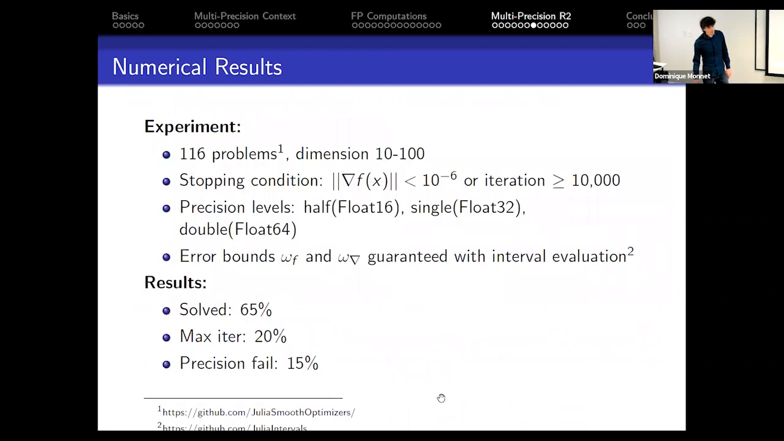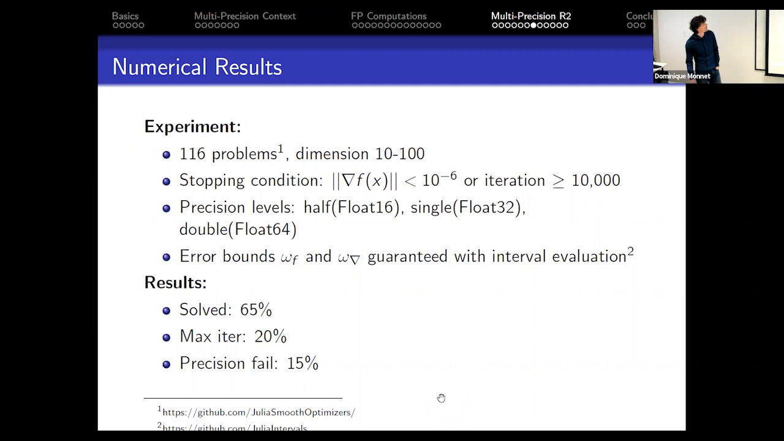We implement our algorithm with these new conditions. We're going to consider a bank of 116 problems that you can find in the smooth optimization library. Tanguy can probably tell you more about that.